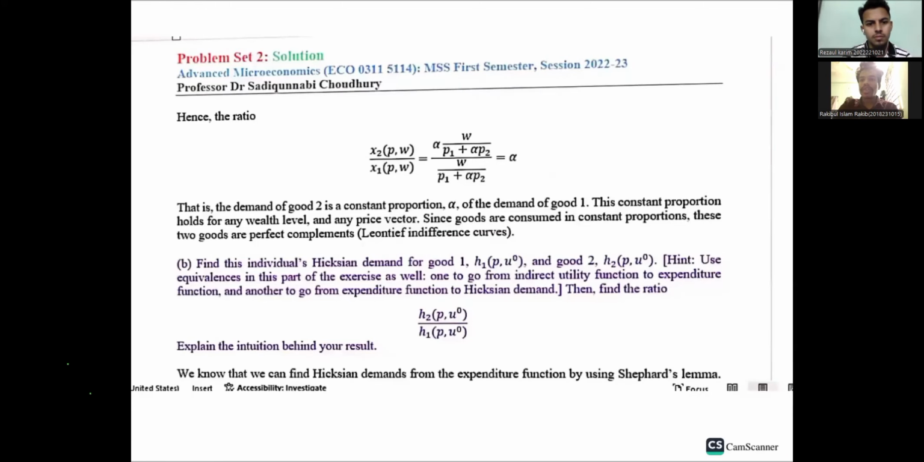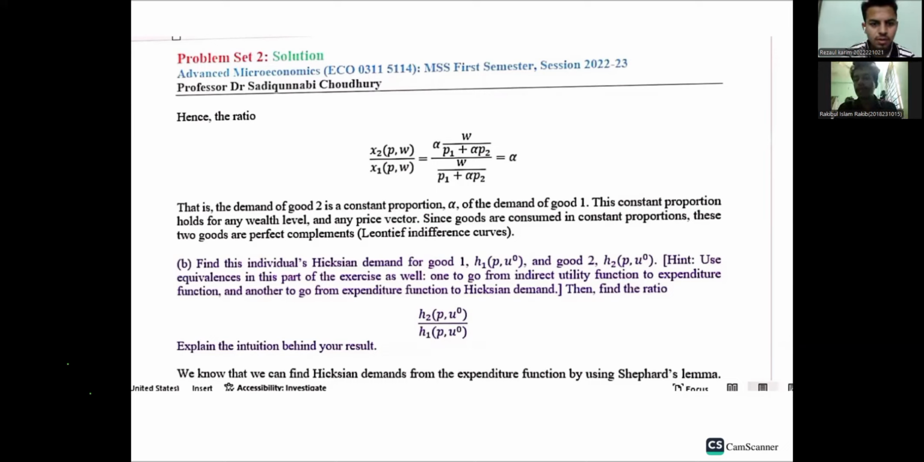And the ratio of the Walrasian demand functions has been given, which shows that the demand for good 2 is a constant proportion alpha of the demand for good 1. This constant proportion holds at any wealth level. So since goods are consumed in constant proportion, these two goods are perfect complements, which refers to the Leontief indifference curve. And in the second question, please read the second question.